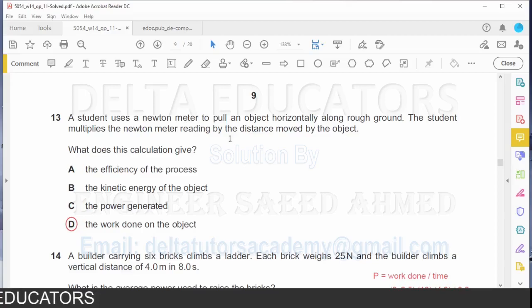So here what will the calculation give? Here it will be work done, and it is given in option D, the work done on the object. So here he has calculated the work done and it is given in option D. So the correct option is option D.